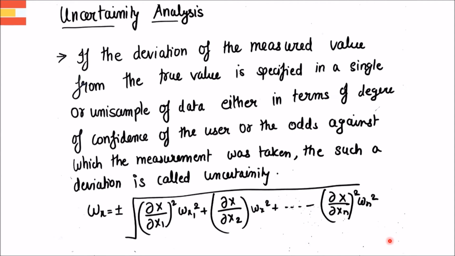So now let's talk about uncertainty analysis. As per the definition, if the deviation of the measured value from the true value is specified in a single sample of data, either in terms of the degree of confidence of the user or the odds against which the measurement was taken, then such a deviation is called uncertainty. It is basically the confidence of the user, because we are uncertain about that data. We have to take the information from the user to define it. The formula for uncertainty is similar to that for standard deviation, but we just replace standard deviation with uncertainty, and individual standard deviation with individual uncertainty.